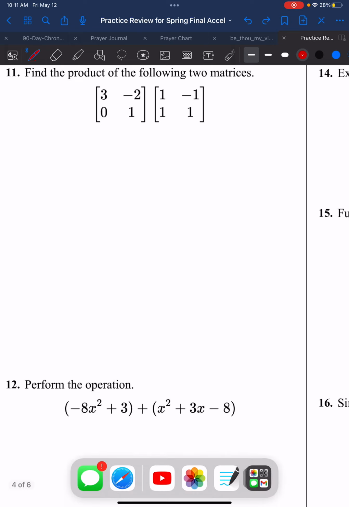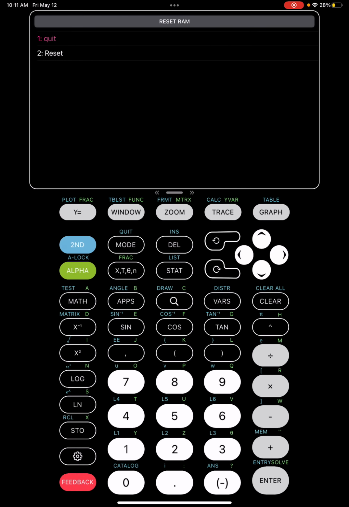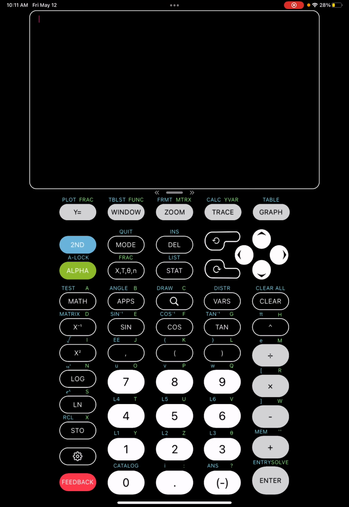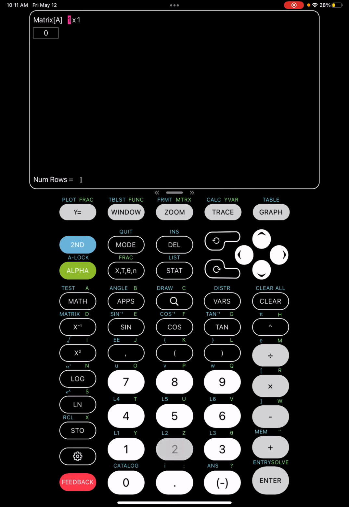So let me make sure I have a copy here of these matrices because I'm going to go to my calculator. This is basically just a replica of the calculators that you guys use, the yellow ones, just the iPad version. I'm going to go into matrix, so second x to the -1, and go over to edit. I'm going to make a 2 by 2 matrix.